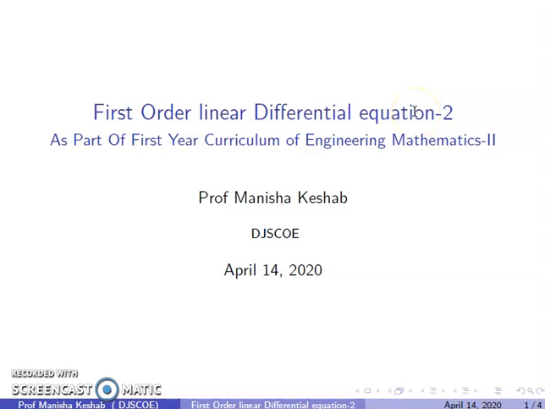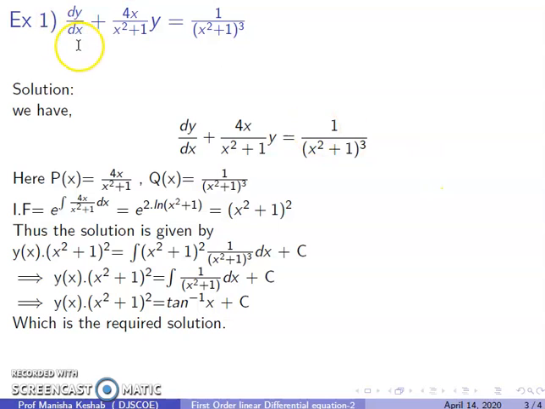Hello students, welcome to the second lecture of first order linear differential equation. Here we are going to look into two examples and we'll see how we can solve a linear differential equation. So let's consider the first one.